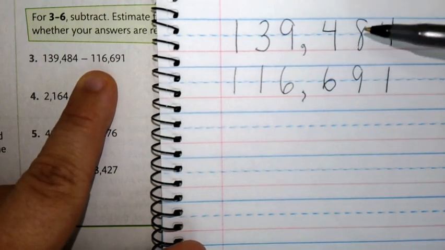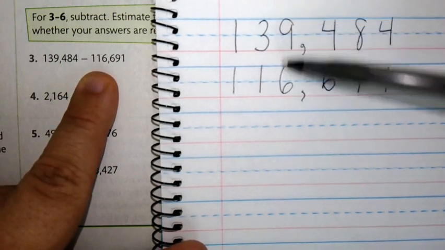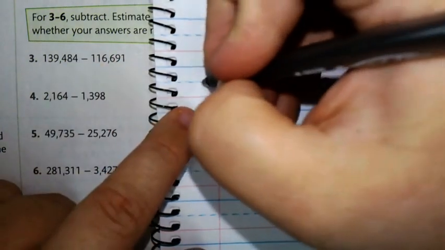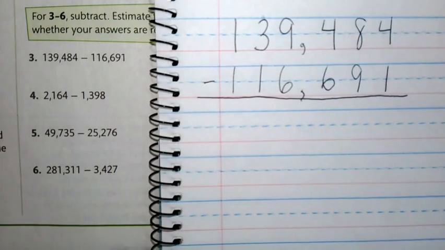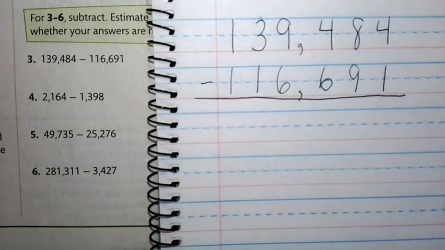And as I do that, I make sure each one of these lines up with the number up on top. So that way, when I subtract it, everything's organized, everything's nice and neat. I'm just ready to get going.